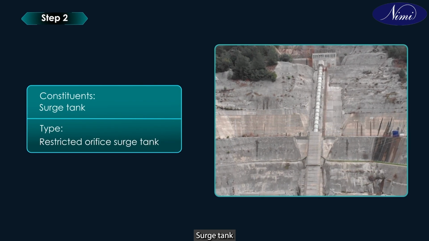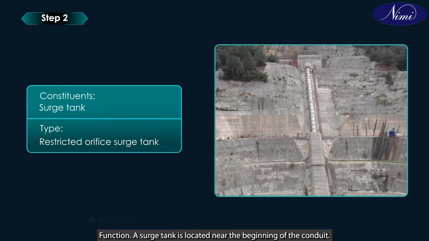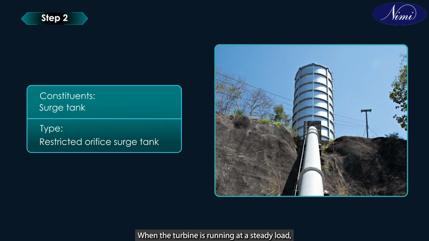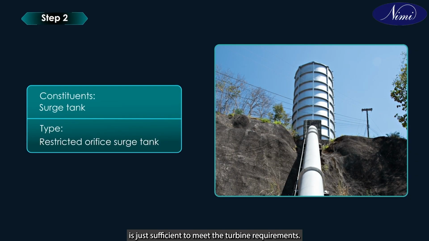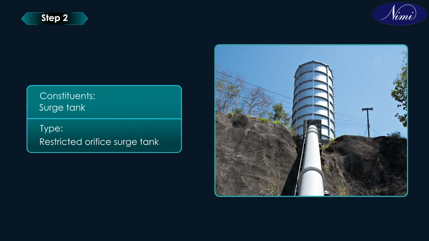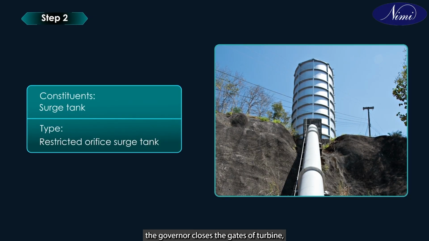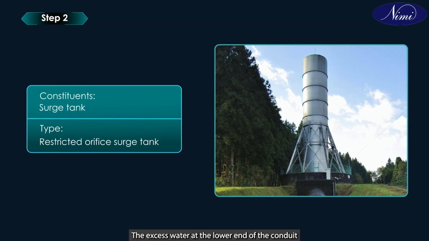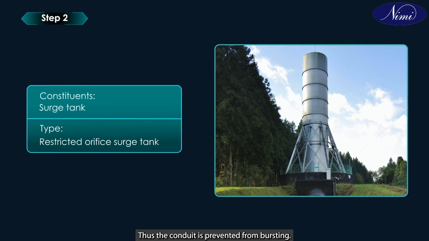Constituents: surge tank. Type: restricted orifice surge tank. Function: a surge tank is located near the beginning of the conduit. When the turbine is running at a steady load, there are no surges in the flow of water through the conduit, which is just sufficient to meet the turbine requirements. However, when the load on the turbine decreases, the governor closes the gates of the turbine, reducing water supply to the turbine. The excess water at the lower end of the conduit rushes back to the surge tank and increases its water level. Thus, the conduit is prevented from bursting.